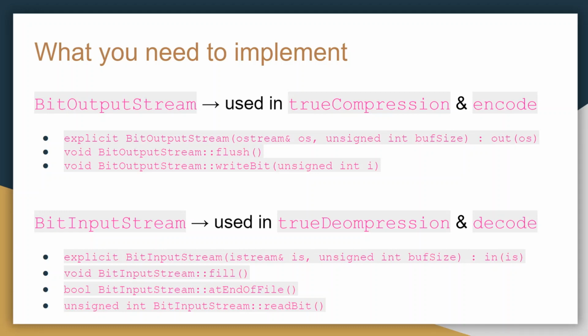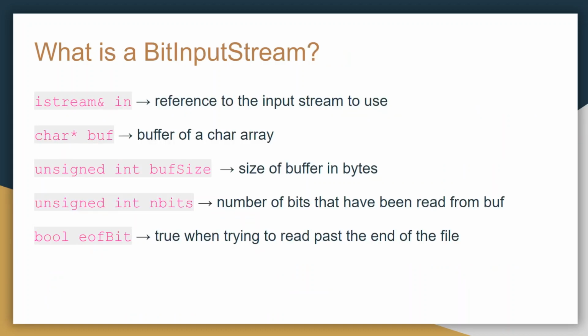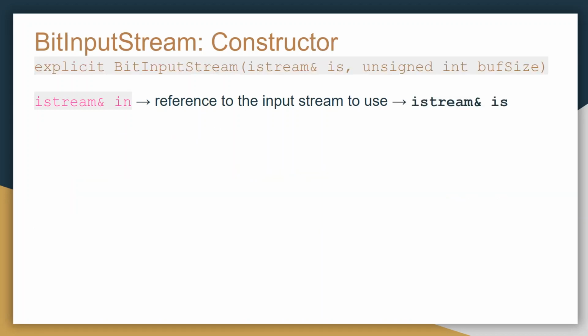So I already kind of went over BitOutputStream, but I'll go over BitInputStream now. Sorry for having the slide out of order. All right, so what is BitInputStream? So there's a reference to the input stream to use. This is going to be kind of similar to BitOutputStream. Then the buffer, buff size, n bits, and then the end of file bit.